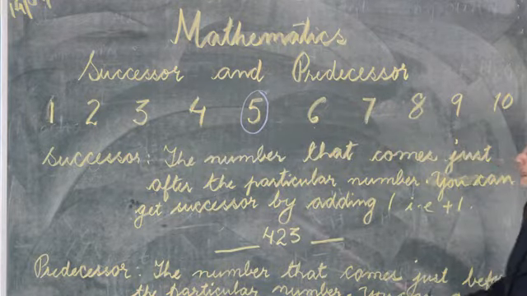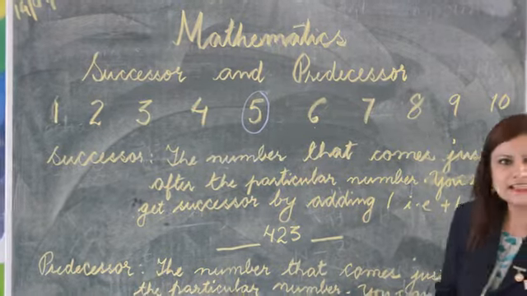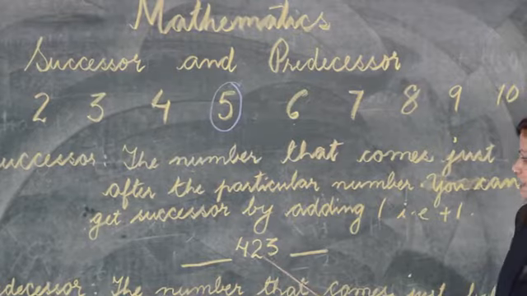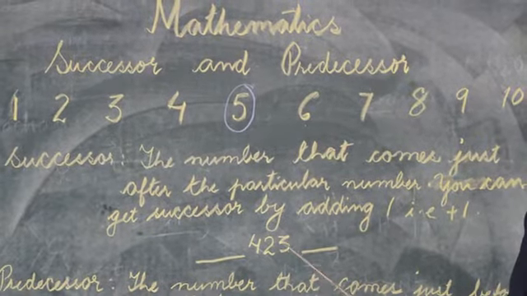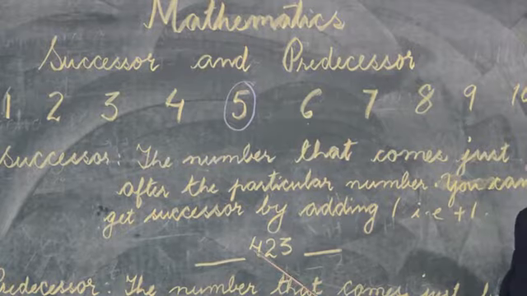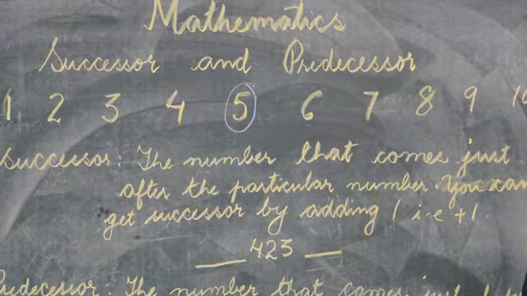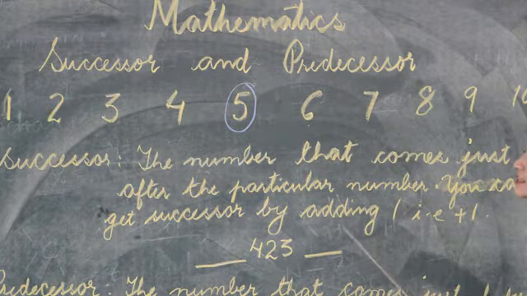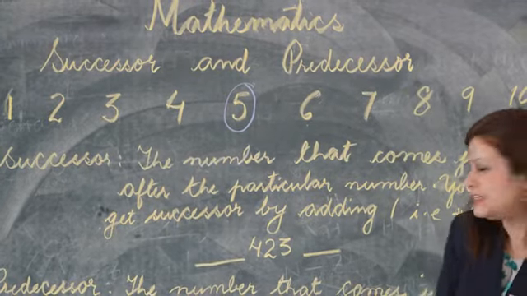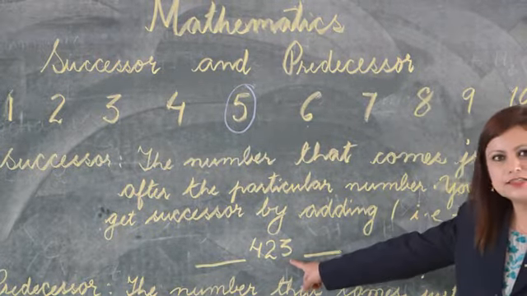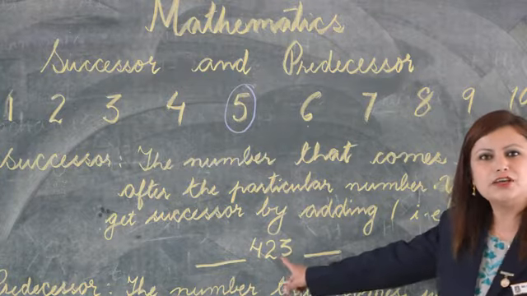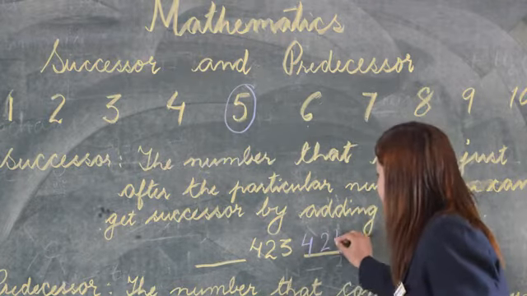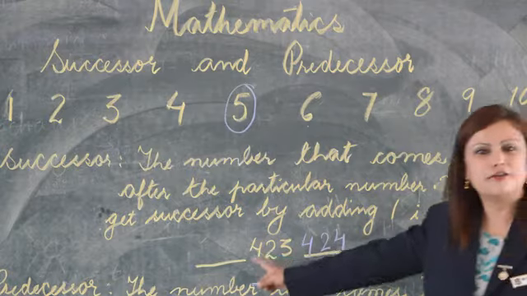Now, look at this number. Like I had taught you in the class place value. Do you know place value? We have already done that in our class. Now see the last digit 3. Ones, tens and hundreds. So what number is this? 423. Can you tell me what would be the successor of 423? See the last digit. It is 3. So what comes immediately after 3? Yes, 4. So 424 is the successor of 423.